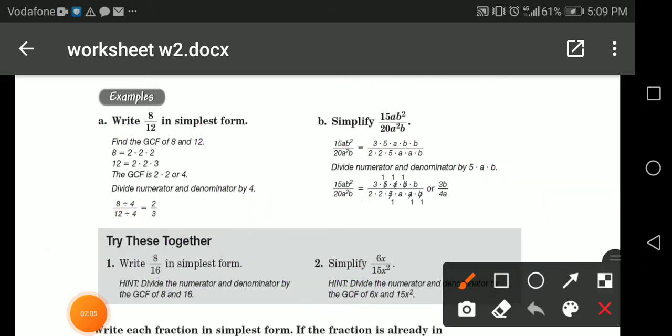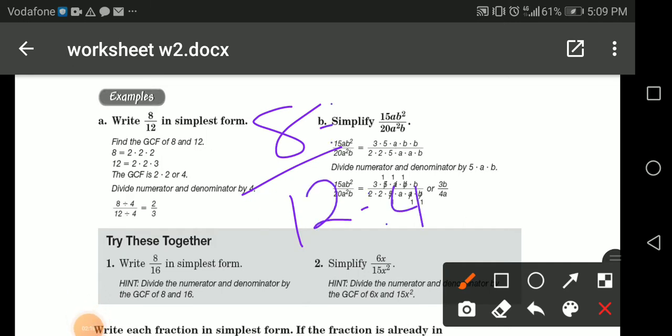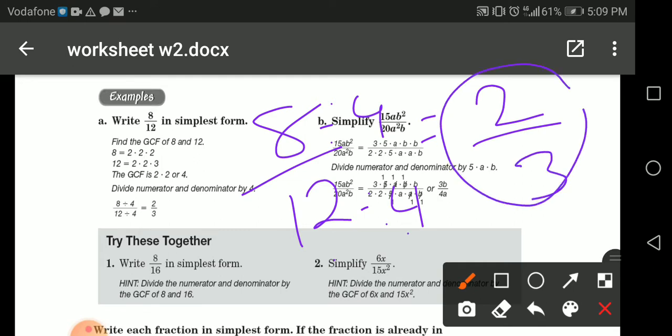So guys, I will divide both sides by 4. Divided by 4, divided by 4. 8 divided by 4 is 2. 12 divided by 4 is 3. So it would be 2 over 3.